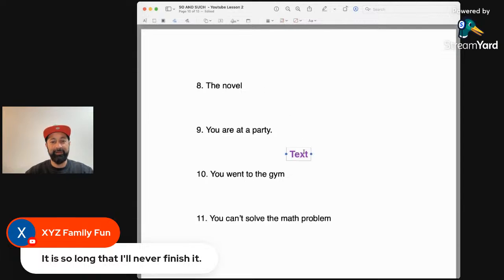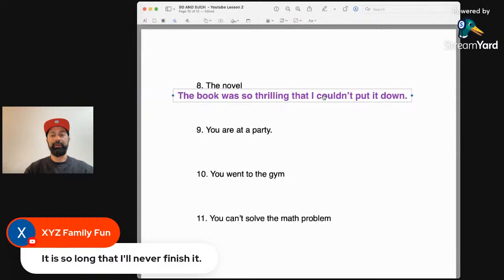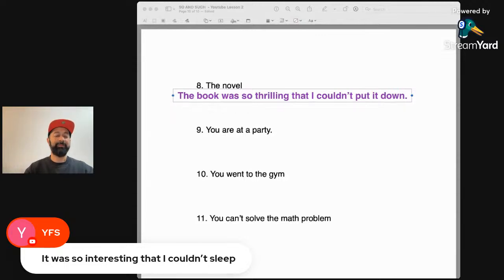Let's put my answer. Let's say the book was so thrilling that I couldn't put it down. All right, that would be my answer. The book was so thrilling that I couldn't put it down. That means this book was so good that I continued to keep it in my hands. I just wanted to keep reading and keep reading. I couldn't stop reading it. YFS says, it was so interesting that I couldn't sleep. Nice. Very good.